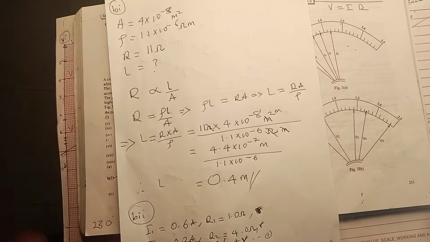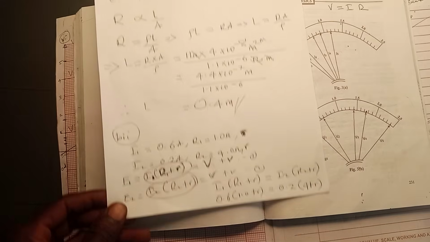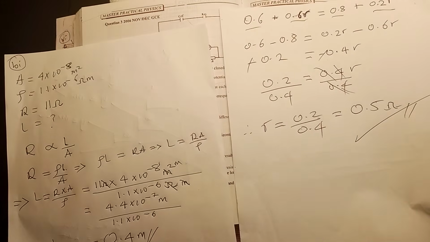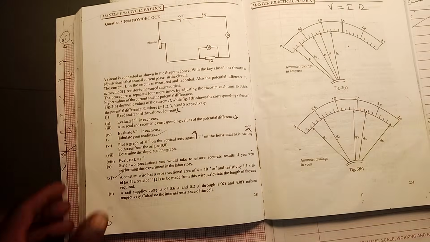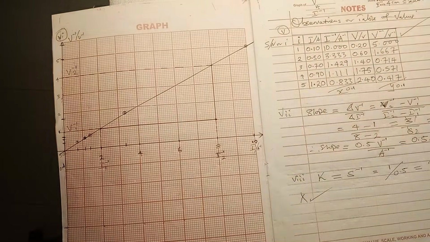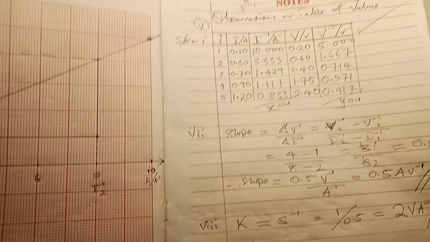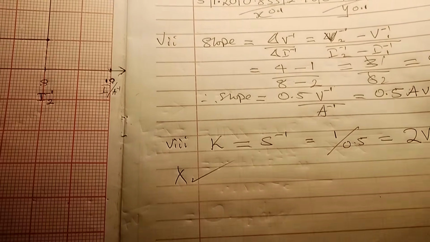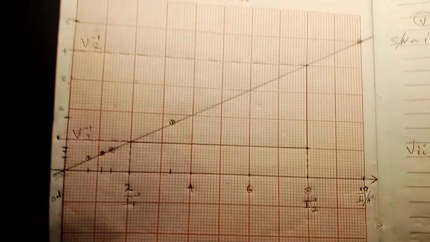This is the B part, BI of it, the BII, and this is the concluding parts. And this is the question, the diagram, table of values, and then this is the graph.